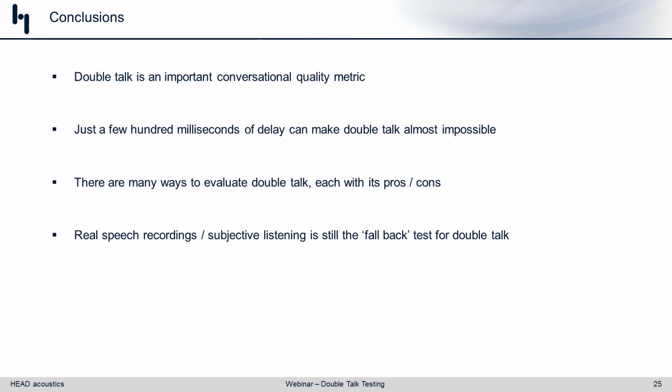We presented several different metrics from the very basic fundamental analyst-based methods to some of the more automated, including the speech-based double talk method from 3GPP. And they each have their pros and cons, but they're actually getting to be very, very good. And then finally, for some of the later metrics, what we end up with is using real speech recordings, which we can use as a fallback for subjective listening, so that if there is any doubt, you can listen to the results and do your own evaluation.